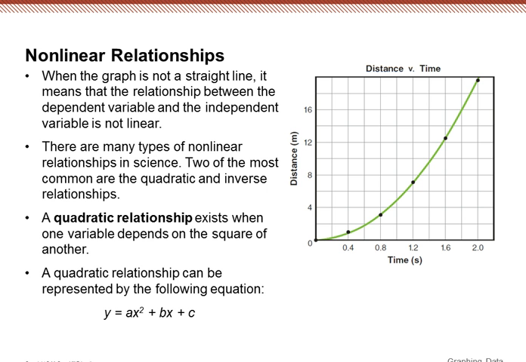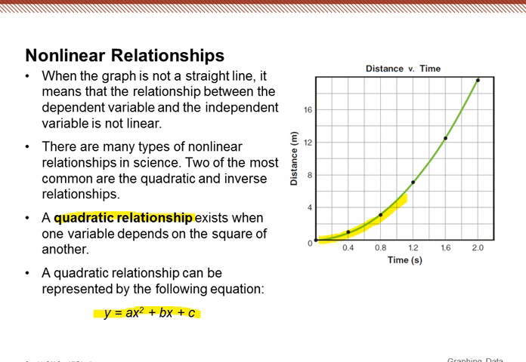The first one is a quadratic relationship. And so that's where we get this parabolic curve. It's curving as it's going through the data points. It's not linear, we see this curve and it looks like a parabola, or at least a portion of a parabola. And the equation for a quadratic relationship is y equals ax squared plus bx plus c.